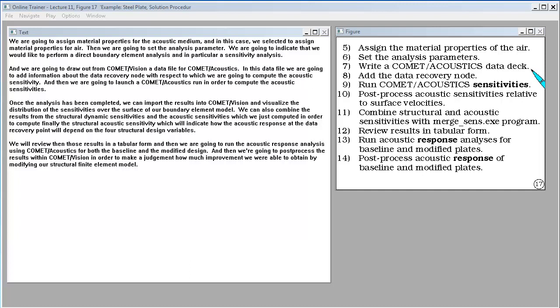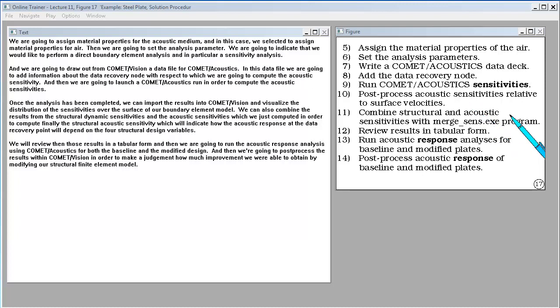In this data file, we are going to add information about the data recovery node with respect to which we are going to compute the acoustic sensitivity. And then we are going to launch a Comet Acoustics run in order to compute the acoustic sensitivities. Once the analysis has been completed, we can import the results into Comet Vision and visualize the distribution of the sensitivities over the surface of our boundary element model.